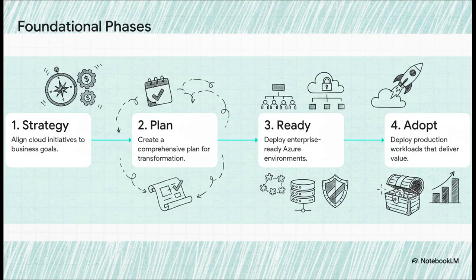So the foundation is built on these 4 key phases. First, you start with strategy, and this is crucial, making sure your cloud goals are actually tied to real business outcomes. Then you plan, getting your people and your processes all lined up. Next, you get your environment ready by building out a secure and scalable place to land. And finally, you adopt, which is where you actually migrate and modernize your apps to deliver that value you've been looking for. See? It's a logical, step-by-step progression.